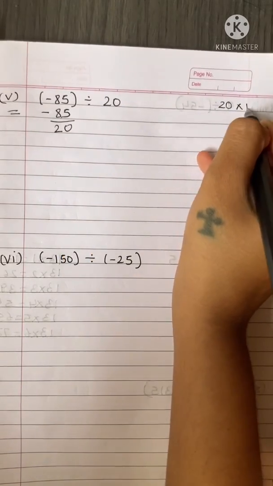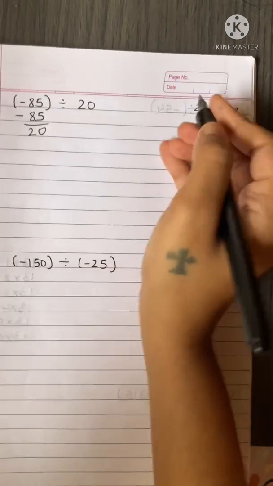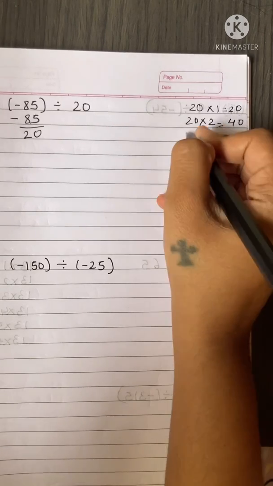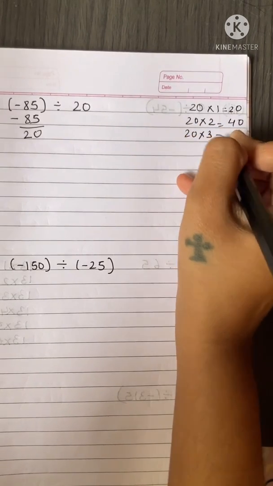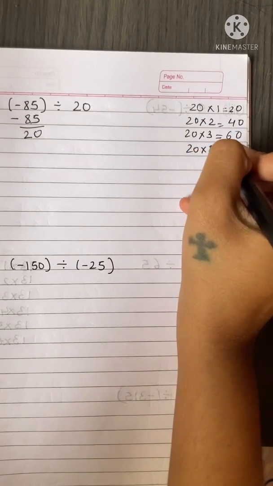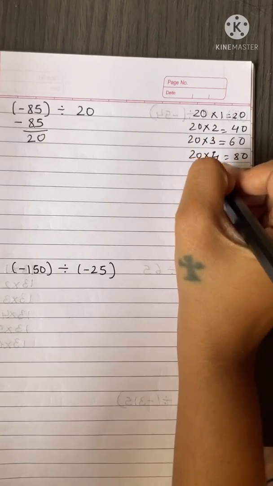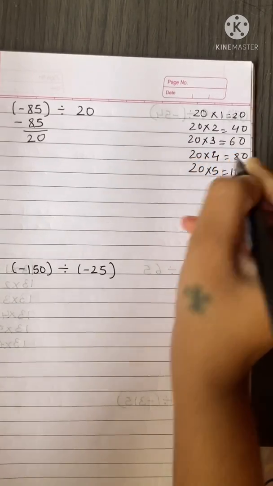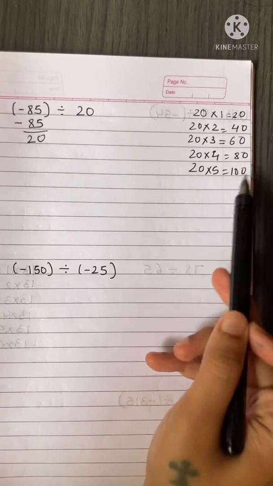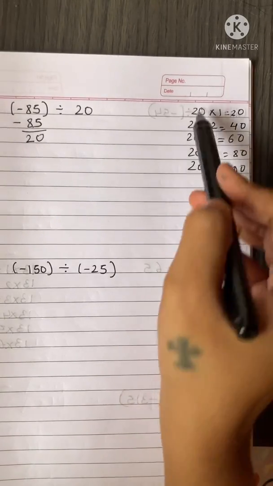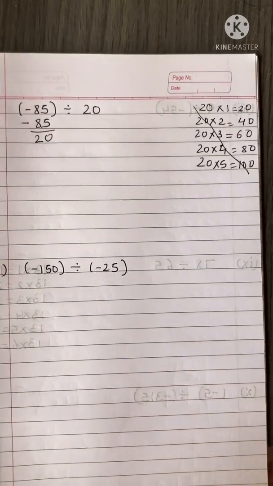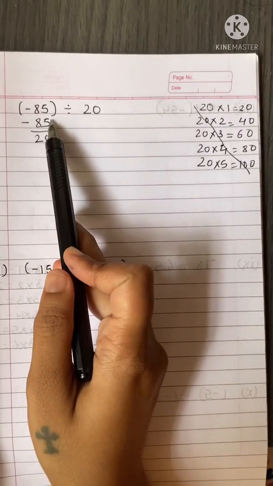So 20 ones are 20, 20 twos are 40, 20 threes are 60, 20 fours are 80, 20 fives are 100. Does 85 come in 20's table? See, between 80 and 100 there is no 85. So in 20's table, 20 as well as 85 do not come. So we have to find another table in which 20 as well as 85 come.